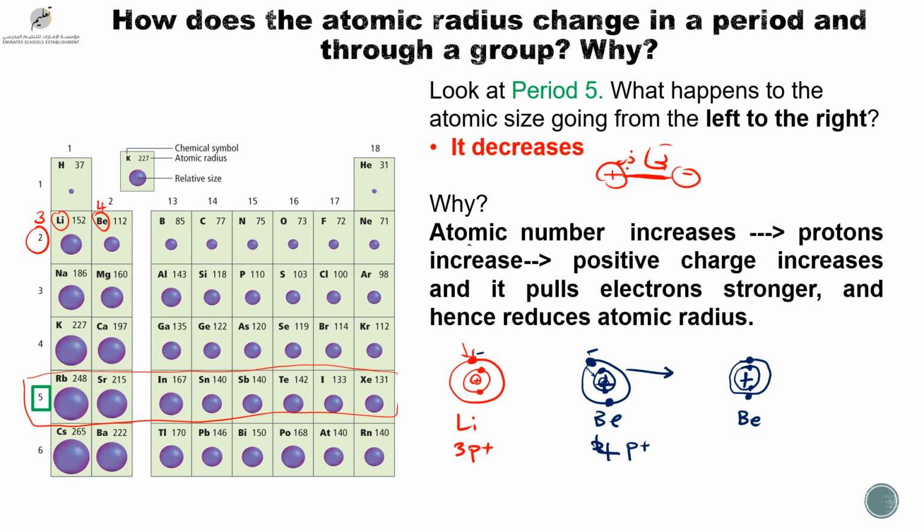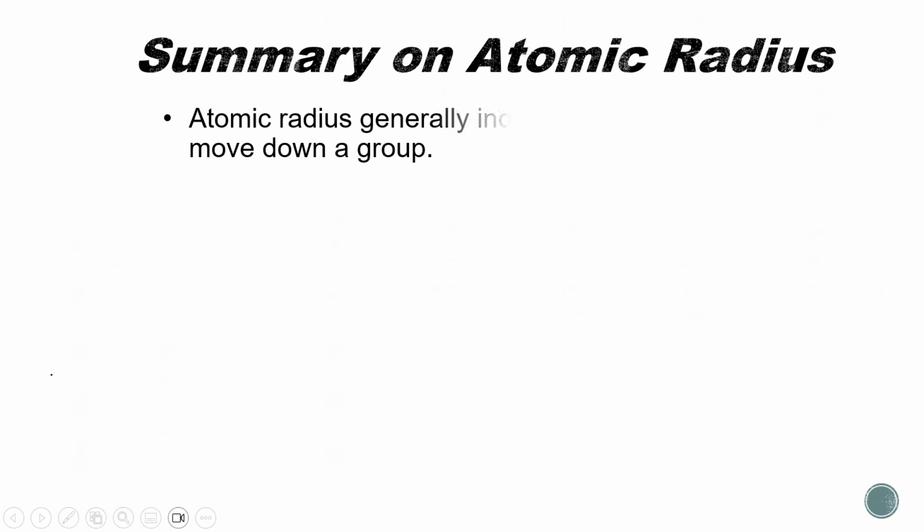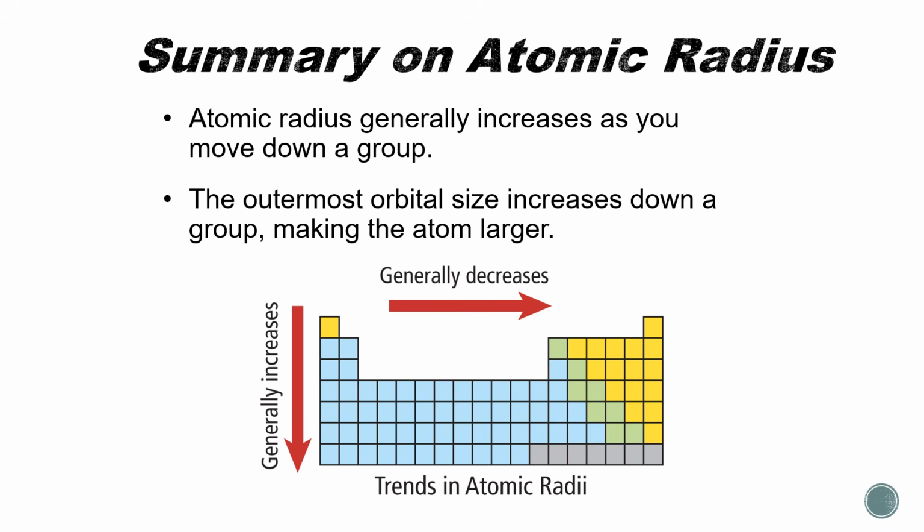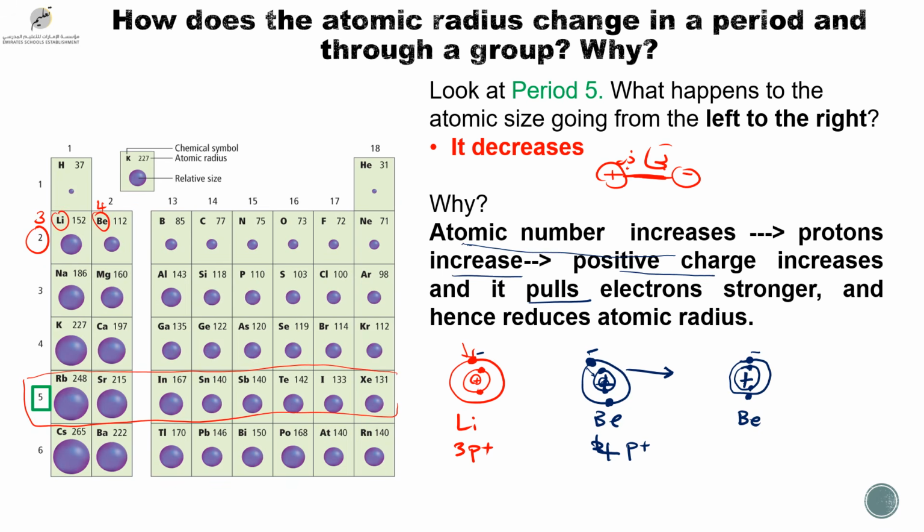And this is what we talked about here. When the atomic number increases, protons increase, the positive charge is going to increase, and it pulls. تسحب الإلكترونات عندها بطريقة أقوى. So the electrons will be pulled in a stronger way, and hence reduces the atomic size. This is the reason why the atomic size decreases from left to right. Okay, so here's a summary about the trends in the atomic radius. So generally, if you go from left to the right, the size will decrease, and when you go from up to down, the size will increase. This is what you need to remember for the questions, guys, and you need to remember these reasons why.